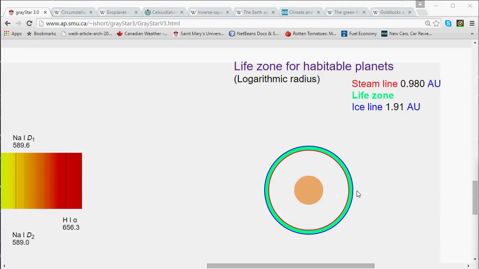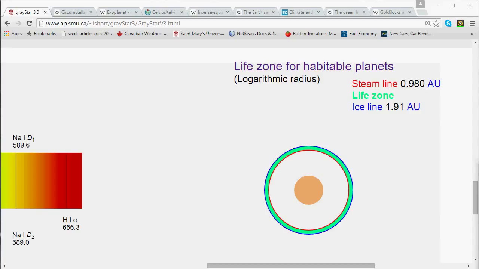So reviewing everything we talked about to get to this point, a planet's circumstellar habitable zone is going to depend on one property of the central star, namely its luminosity. And it's going to depend on two properties of the planet itself, its albedo and its greenhouse effect. So now it's time for us to start doing some experiments with Gray Star 3 so that we can play with this a little bit and check out various scenarios.